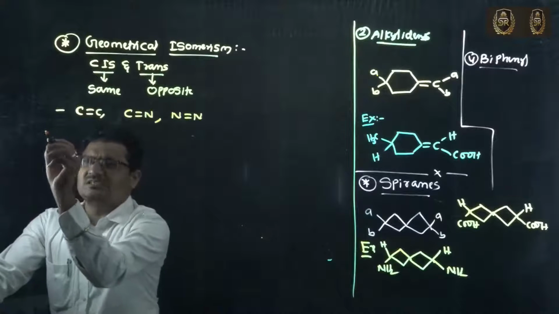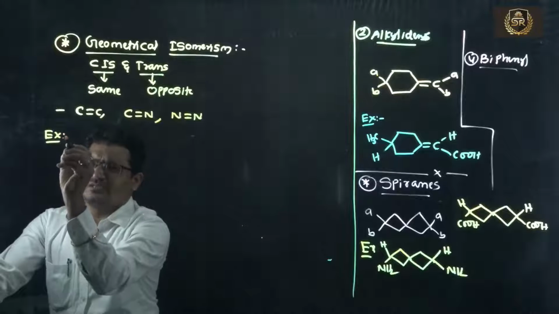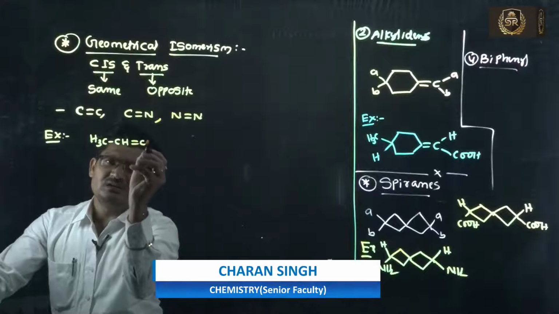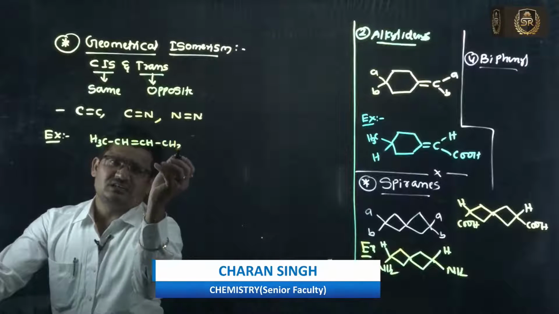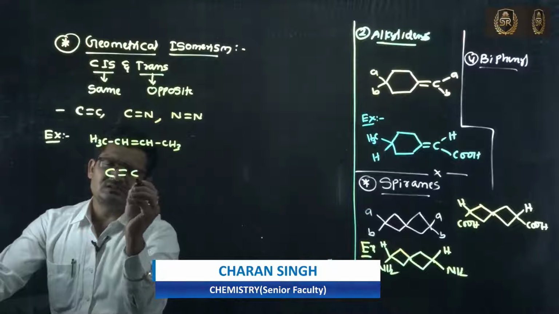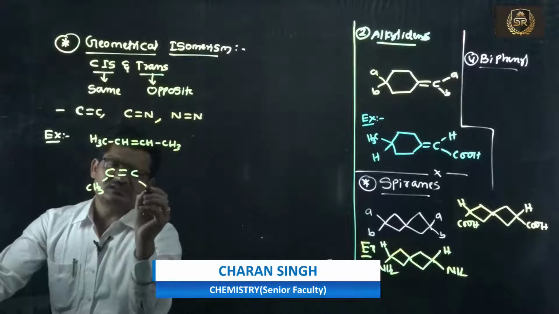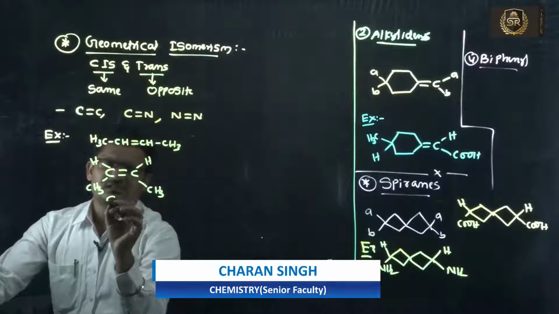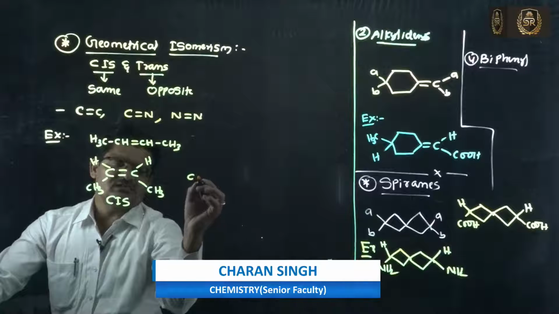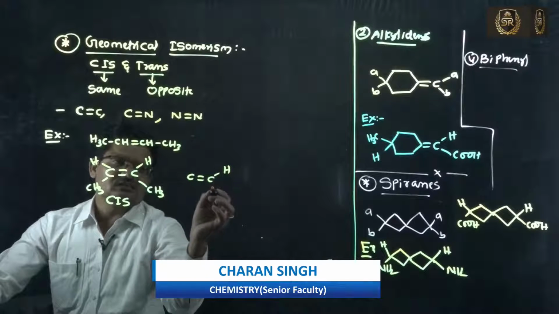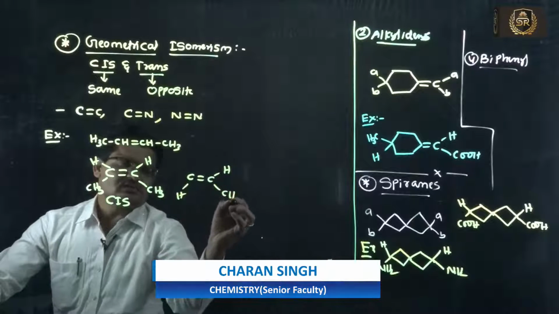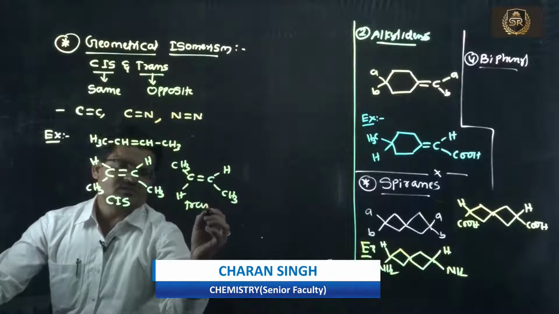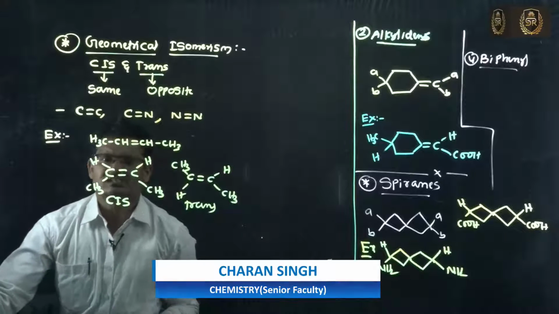The best example of cis-trans geometrical isomerism is CH3 CH=CH CH3. How to draw this? C double bond C, with CH3 on this side, CH3 on this side, and H on this side, H on this side. This is the cis isomer. For trans: C double bond C, with H on this side, H on this side, CH3 on this side, CH3 on this side. This is the trans isomer. That is why 2-butene forms cis-trans isomerism.